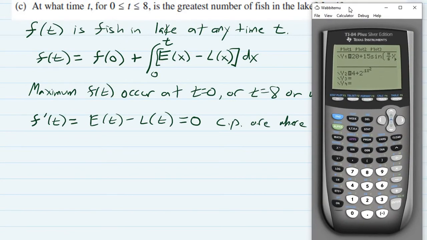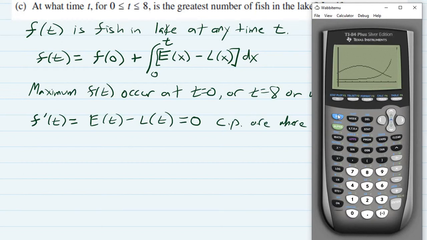On my TI-84, I am going to set my window to go from x values of negative 0.1 to 8.1, since I'm really looking from 0 to 8. I try to do that so I can see the y-axis. And I'll set the y scale to go from negative 10 to 75 and see how that works. So I graph these two functions. So here they come.